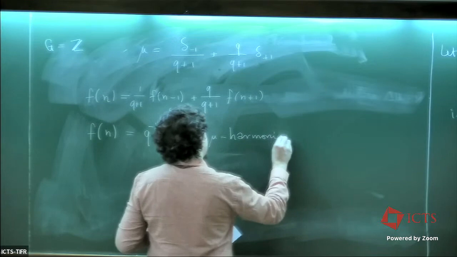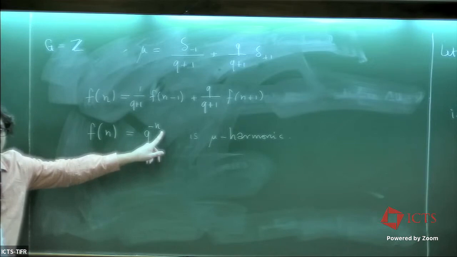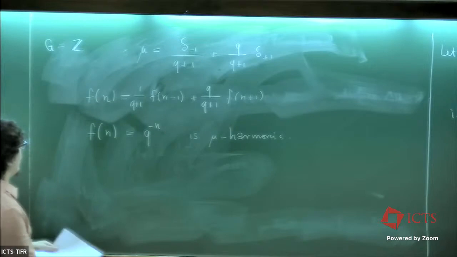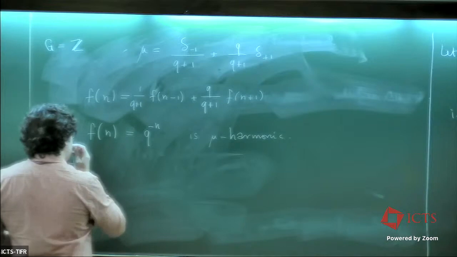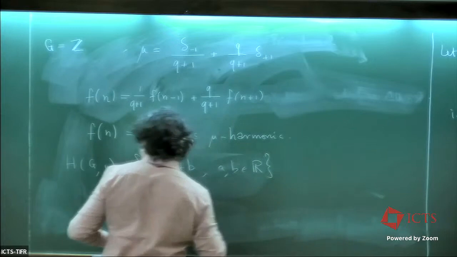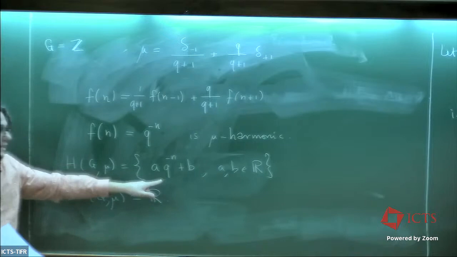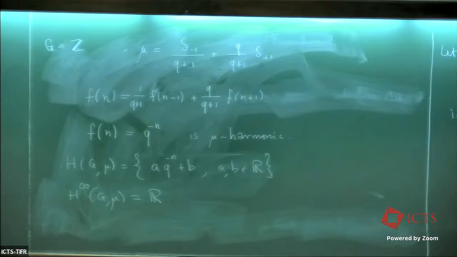In this case, you can see something interesting: unfortunately, this function is still unbounded. Because of course, if n is positive, this is small, but if n is negative, this is large. But there is an interesting positive one. Basically, you can figure out that H of G, mu is of the form a times q to the minus n plus b, where a and b are in R. And so H infinity, unfortunately, still is just R. But something interesting happens if you look at the positive ones, because then you can have any a positive and any b positive, and this gives you somehow two independent solutions.